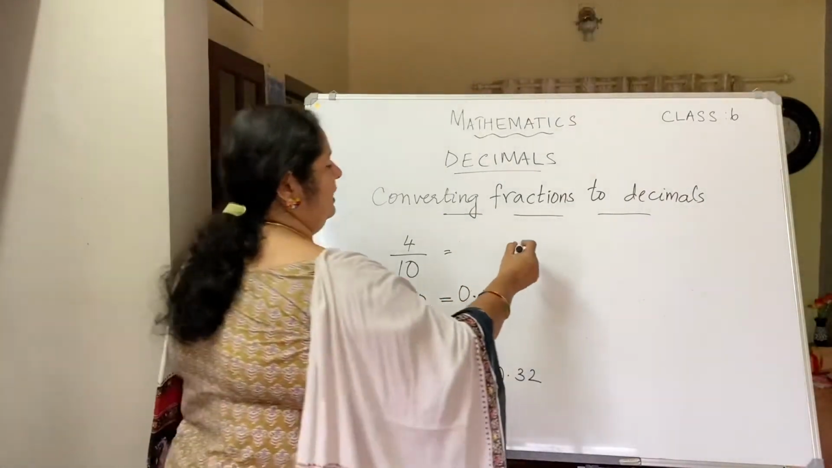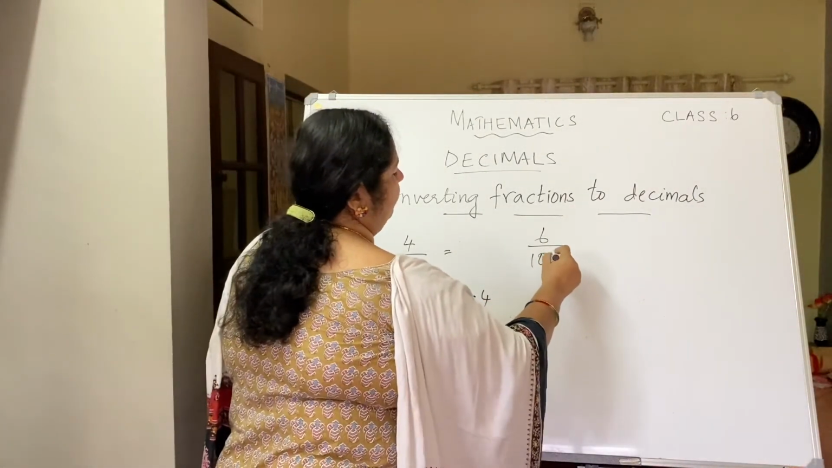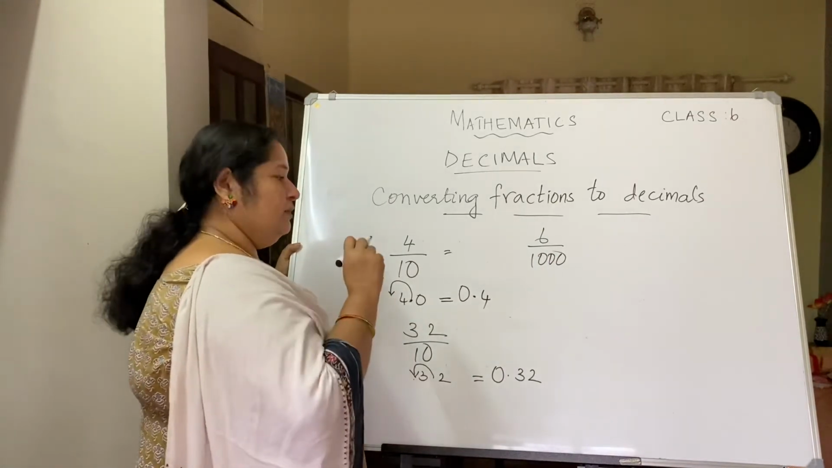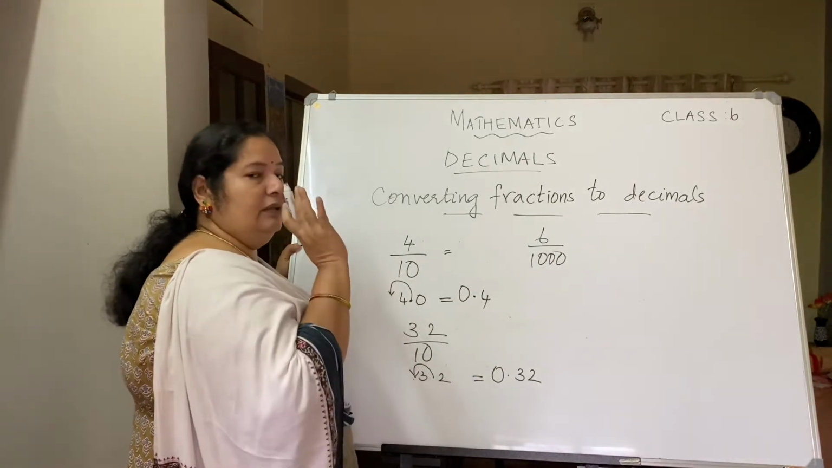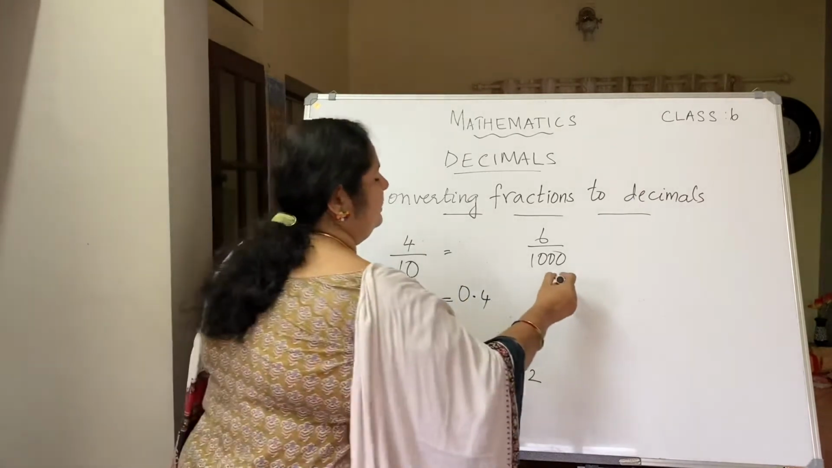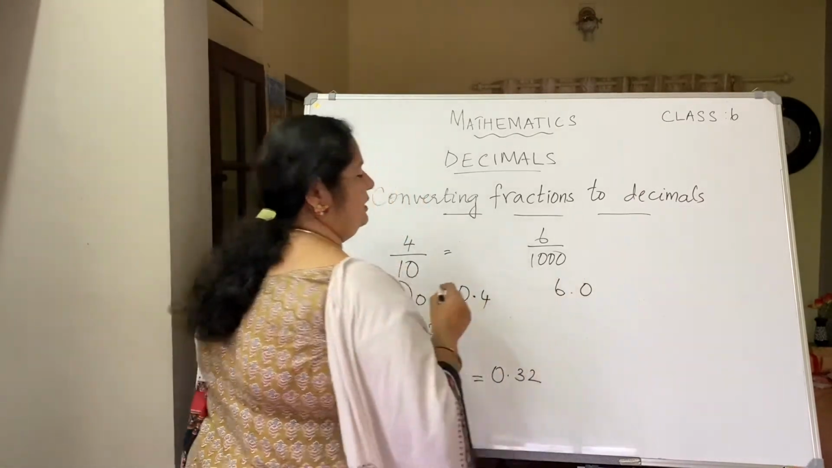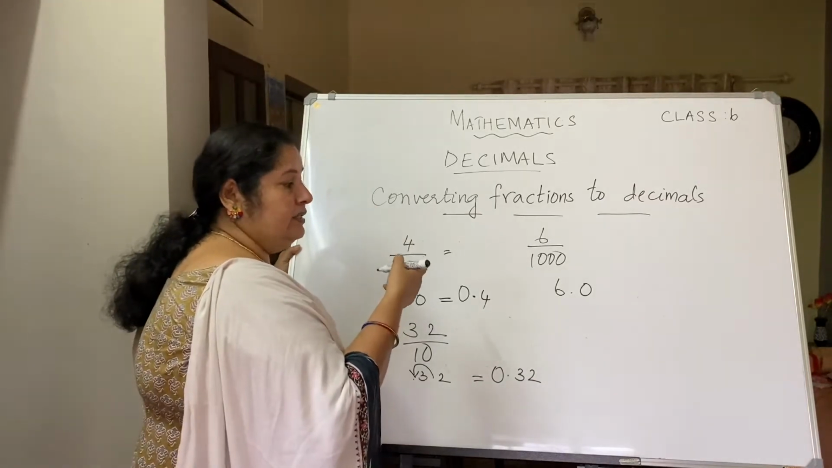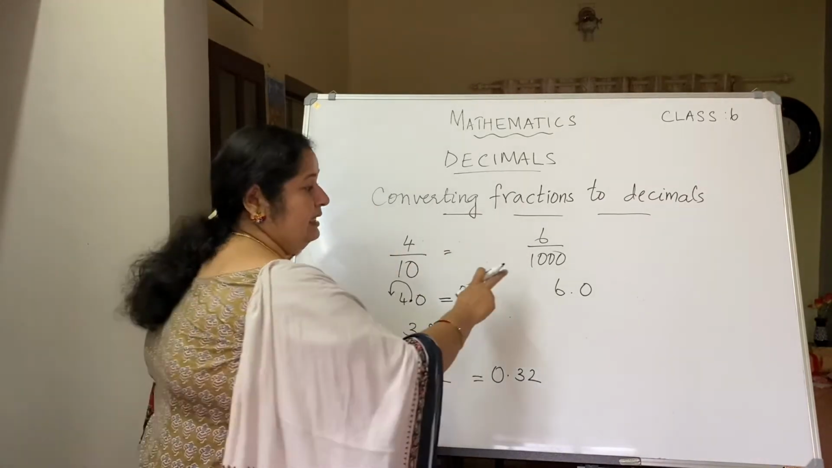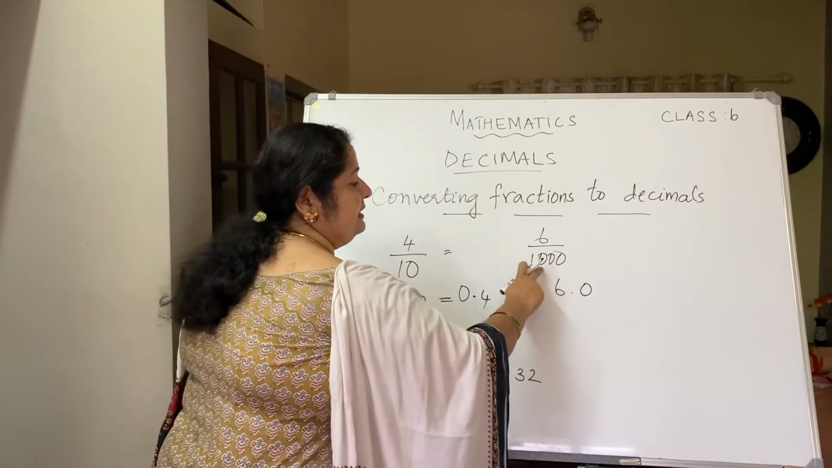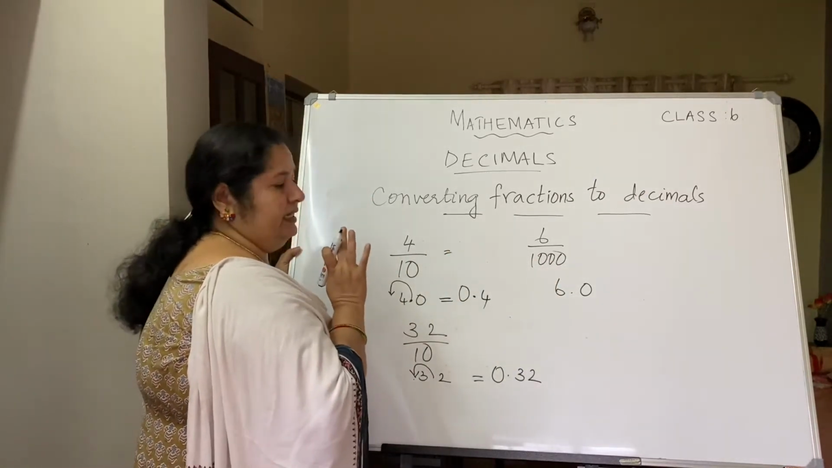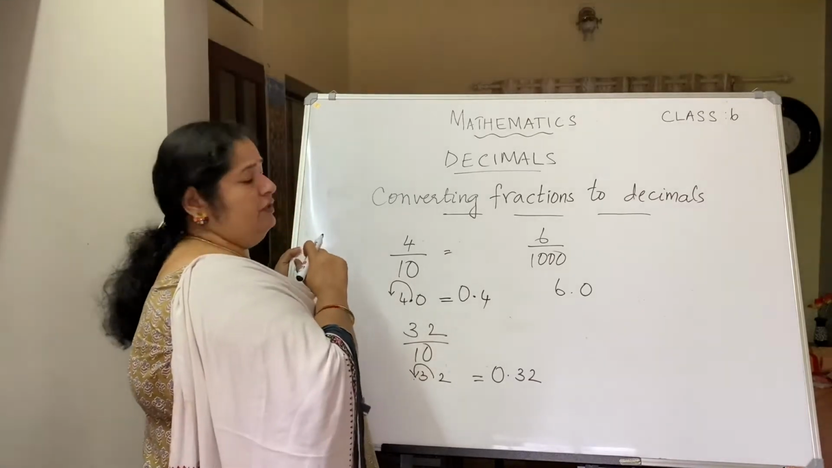Suppose it is say 6 by 1000. So what do you have to do? 6 is 6.0. Keep in mind 6.0. Now you have to shift the decimal point. How many places? 3 places. Why? Because you have got 1000. 3 zeros are there in the denominator. So 3 places you have to shift.